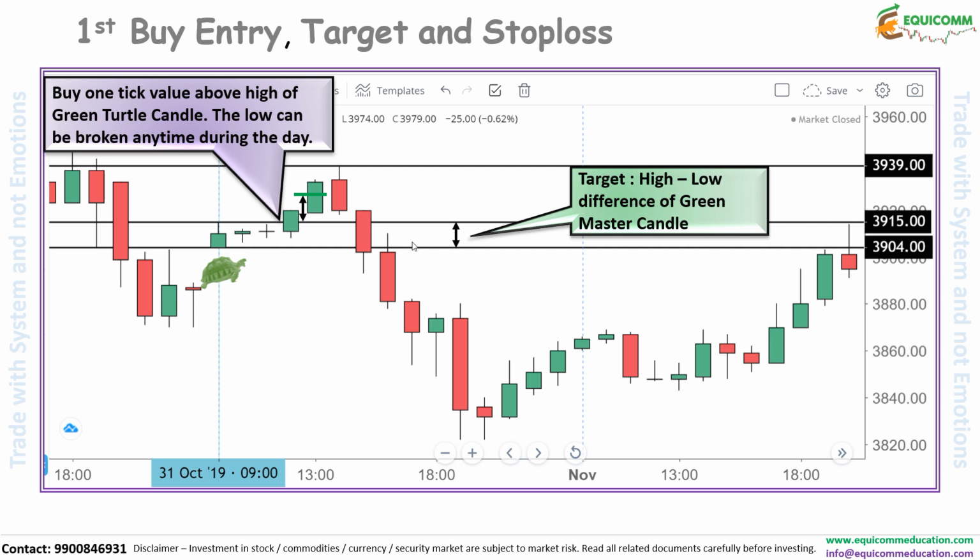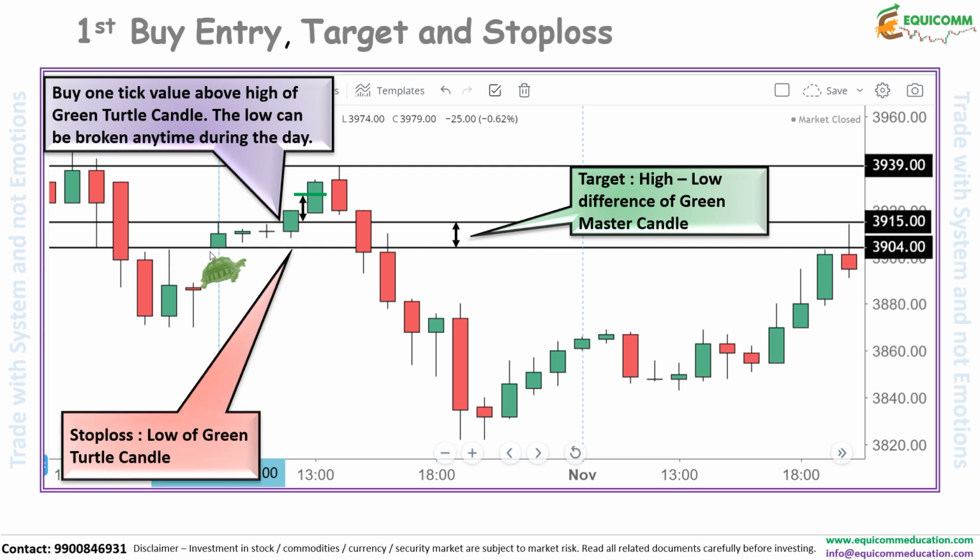What is your stop loss? The stop loss is the low of your green turtle candle. So this is with respect to the target and stop loss. Let's make a move and see further.